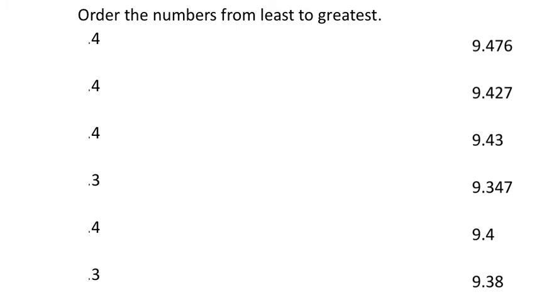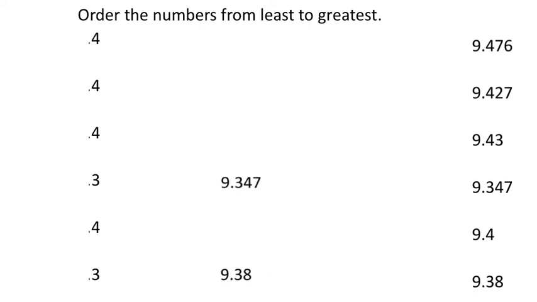Okay, well, we do see differences here. We got 4s, and you got these 2 3s. Well, the 3s are smallest. They come from these two values, 9.347 and 9.38. So right now, just from those two values, that's all I'm going to compare. 9.347 and 9.38.